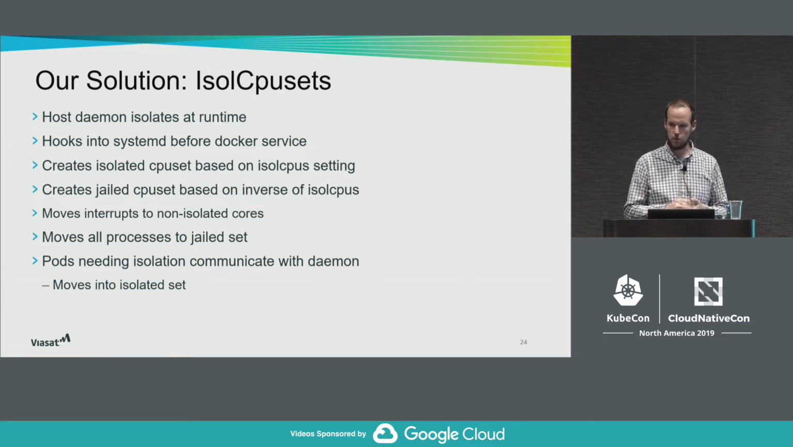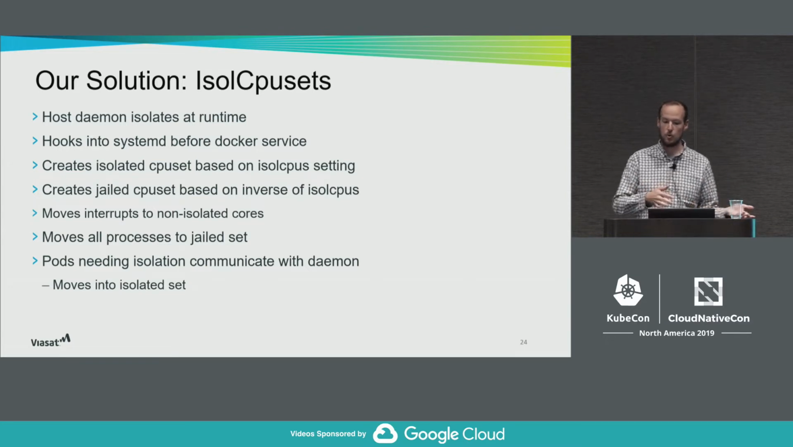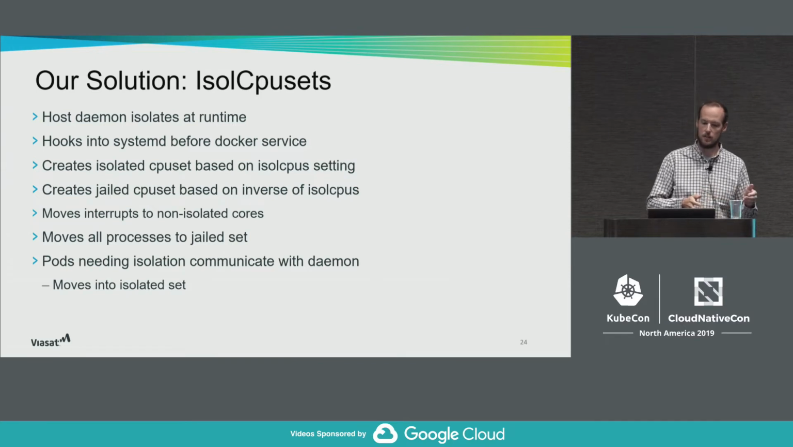So what this does is it gives you extra guarantees. You have isolcpus still in there, but now you have an extra set that is jailing off all the tasks that use CPU sets, and you can move any of your processes into the isolated CPU set that you want to.